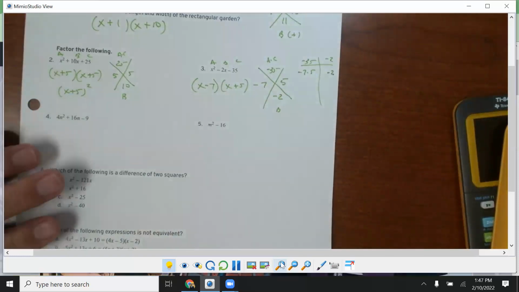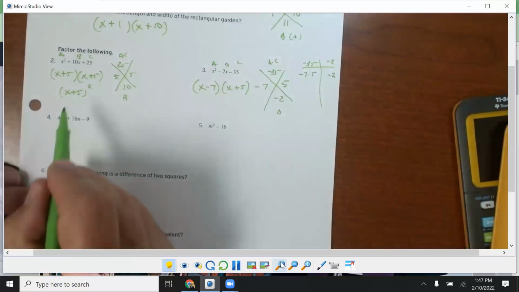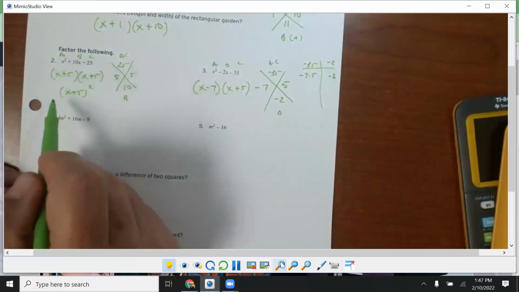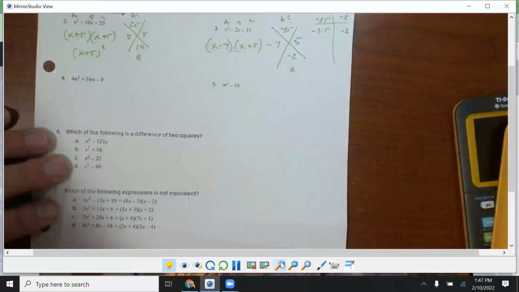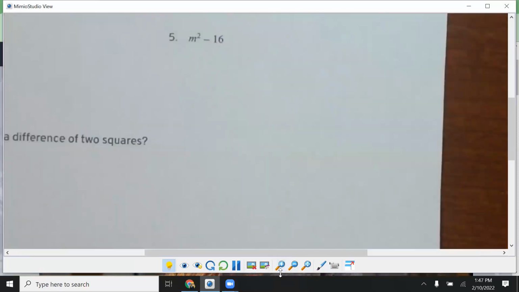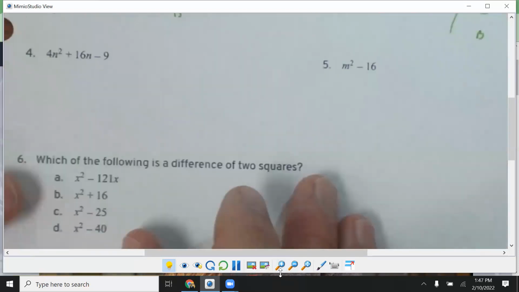All right, so the next one's a little different, number 4, because now instead of having 1 for the A value, I've got a 4. All right, and so we did this in our Desmos class, and I'm going to enlarge this a little bit so we can see this a little better because it looks like it's getting too small.